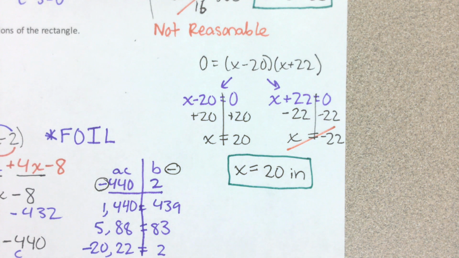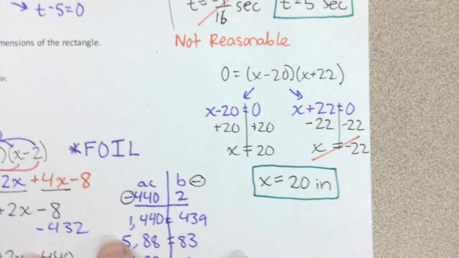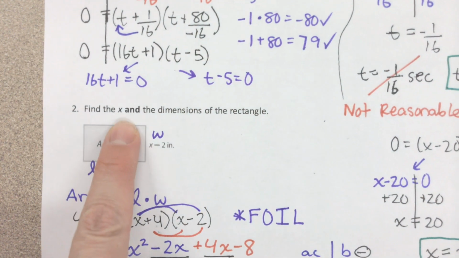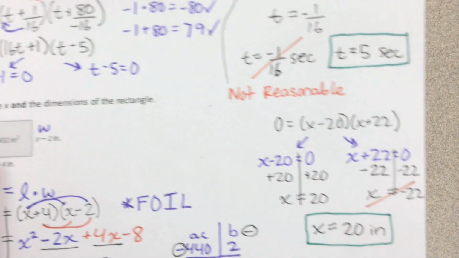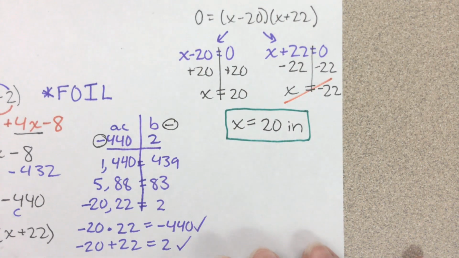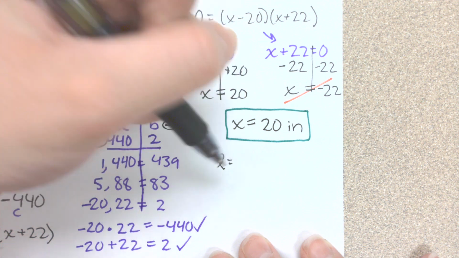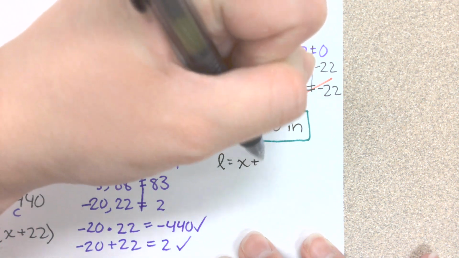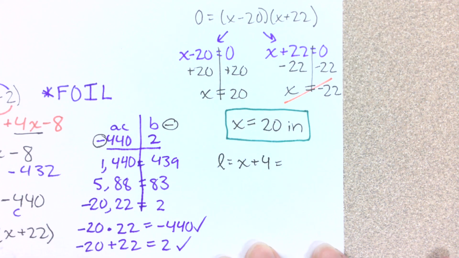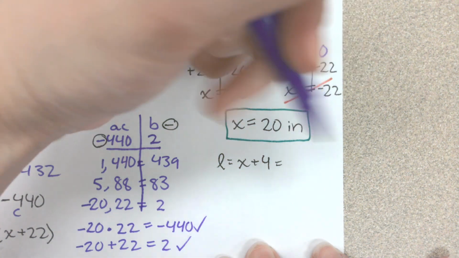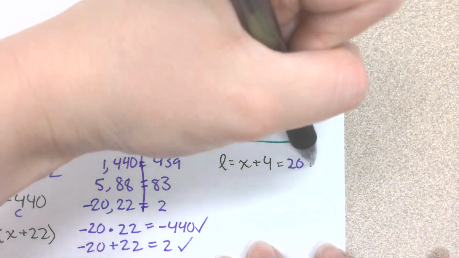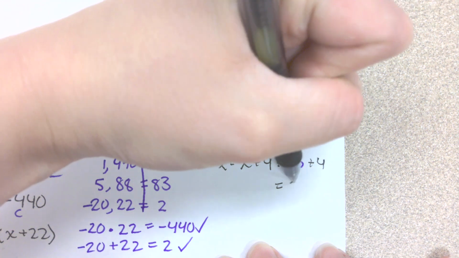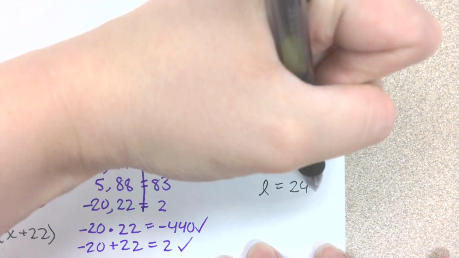We are not done yet. If we go back to the directions, they say find the x and the dimensions of the rectangle. We've found x, so now we have to find the length and the width. So length, L, is x plus 4, which is 20 plus 4. So L is 24 inches.